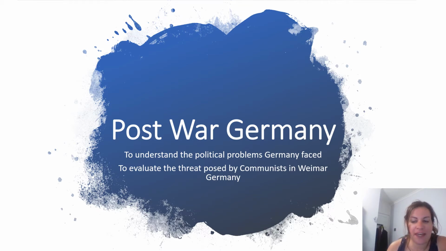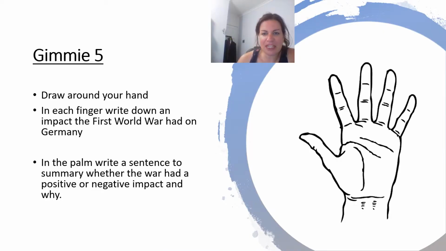Last week we looked at the impact of World War I, what it did and the problems that it caused. Today we are going to look at post-war Germany, so we're going to look at what happened to Germany after the war. We've seen how during the war a lot of people were affected through death and through poor health. Now we're going to look at the impact on the government after. So we're going to understand the political problems Germany faced and also evaluate the threat posed by communists in Weimar Germany.